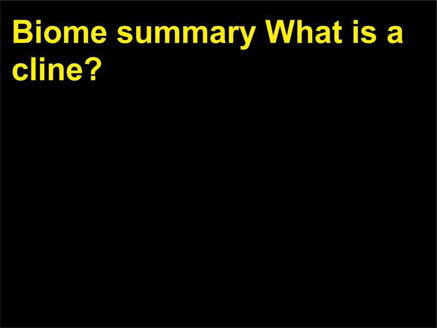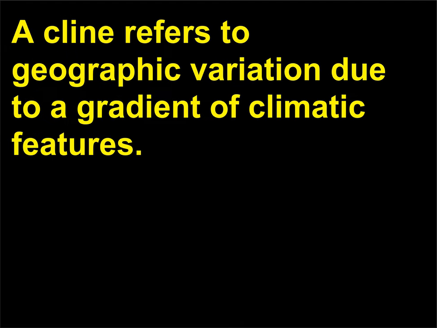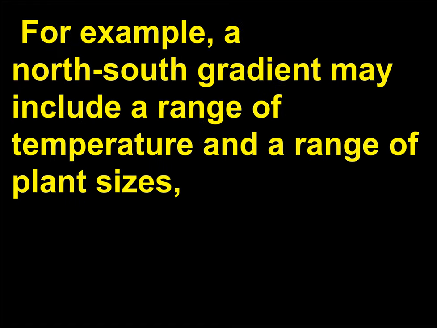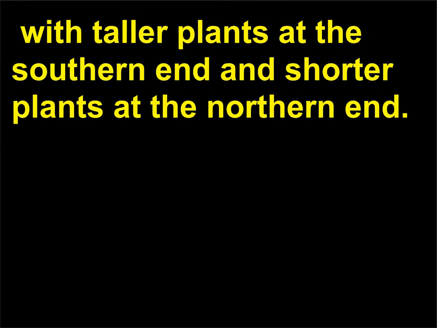Biome summary: what is a cline? A cline refers to geographic variation due to a gradient of climatic features. For example, a north-south gradient may include a range of temperature and a range of plant sizes, with taller plants at the southern end and shorter plants at the northern end.